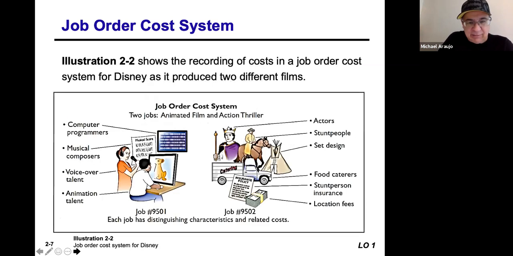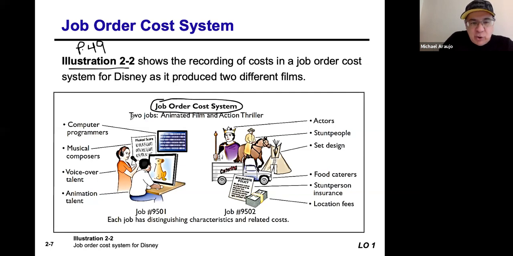How exciting! Here's illustration 2.2, which is on page 49 in your book. If you have your book and you go to page 49, this is in the 7th edition. I don't think it's going to be changed. It'll be within a page or so if you have the 8th edition. But illustration 2.2 shows how the job order cost system would work.